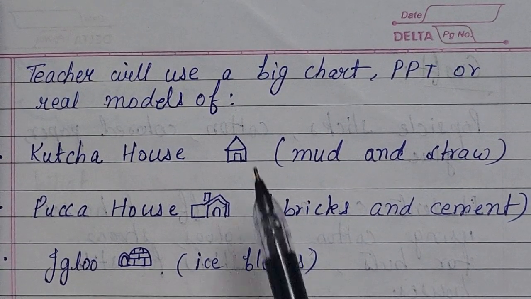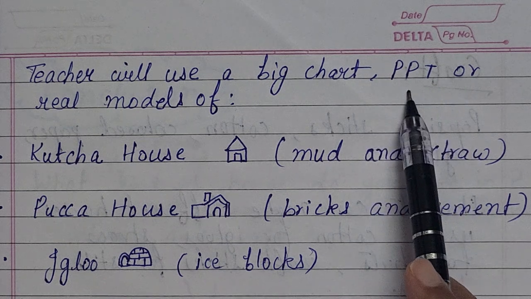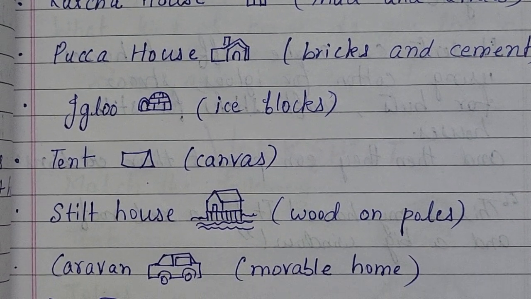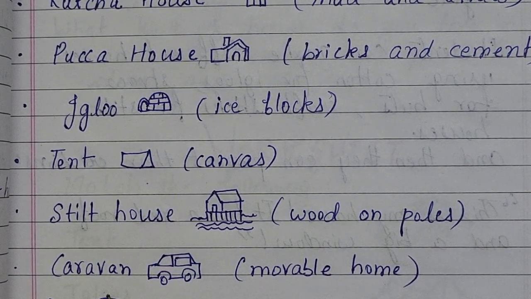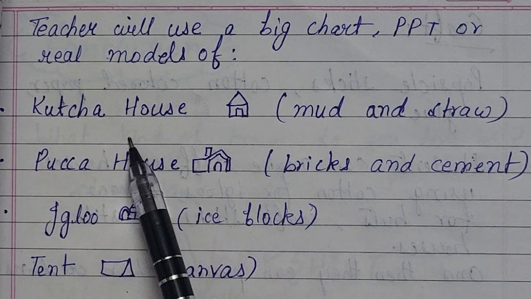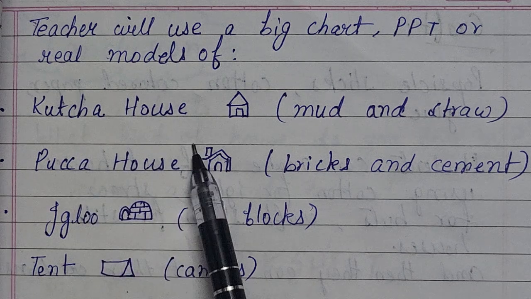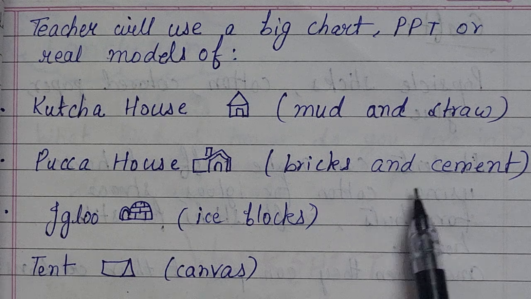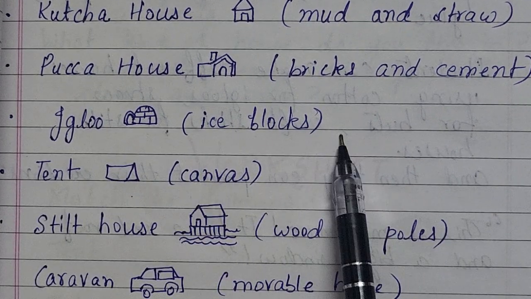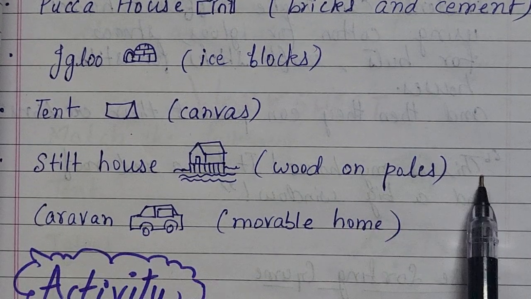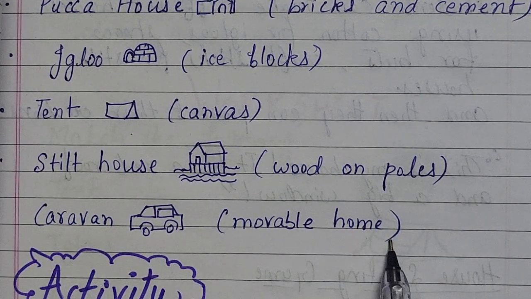Next, teacher will use a big chart, or you can use PPT or a real model of kacha house, pakka house, igloo, tent, stilt house or caravan. And then one by one you will tell about all these houses. Like kacha house is made of mud and straw, pakka house is made up of bricks and cement, igloo ice blocks, tent canvas, stilt house wood on poles, caravan movable home. So all the houses you can explain them one by one.